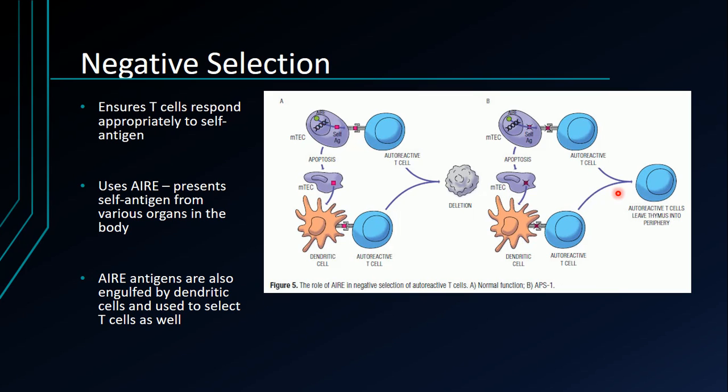So AIRE is very important. It is a key step in negative selection, and it's very important as well because it helps the dendritic cells collect peptides from around the body. Thank you, and that has been T-cell development.